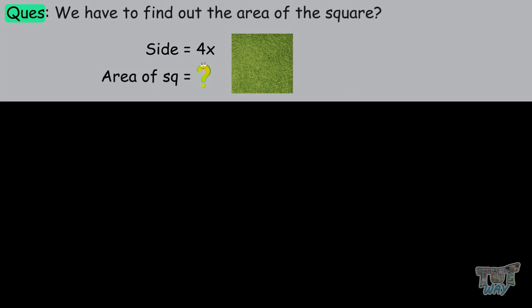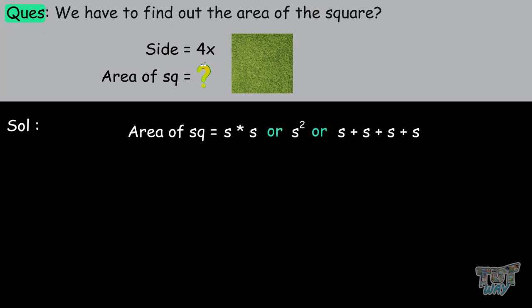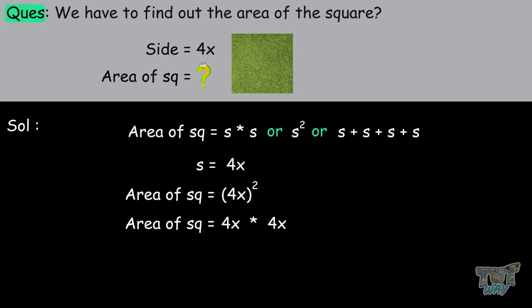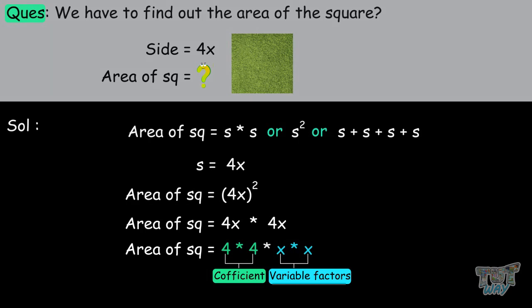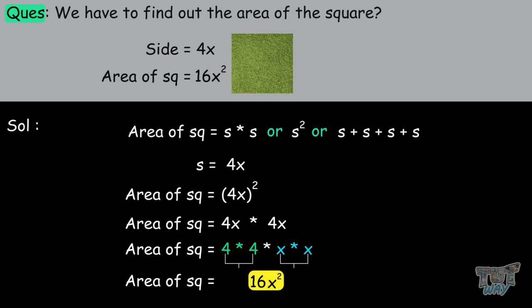First question is, here we have an image of a square garden, where each side is 4x, and we have to find out the area of the square. If the side is 4x, now what will be the area? It is side times side, or side squared. Now s is 4x. So area is (4x) to the power of 2. This is 4x times 4x, which equals 4 times 4, the coefficients, and x times x, the variables. So this is 16 times x squared. Area is 16x squared.